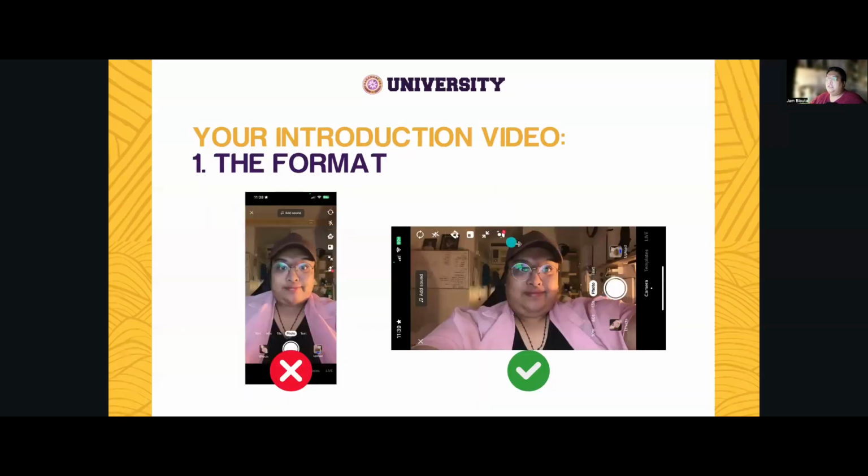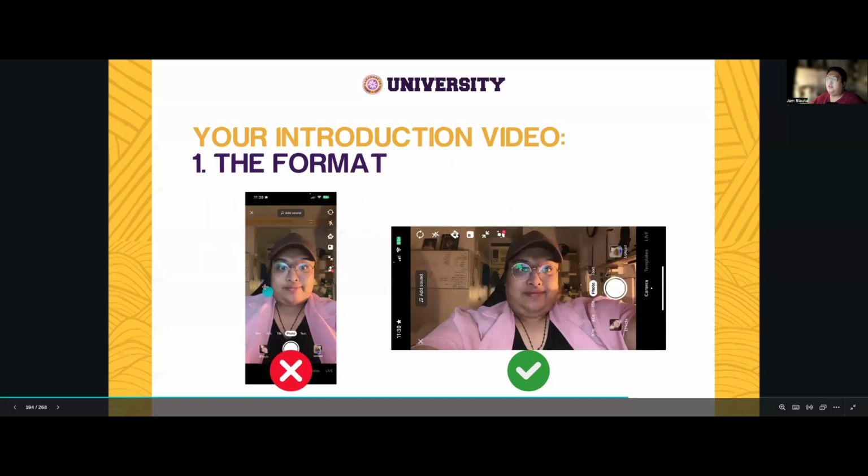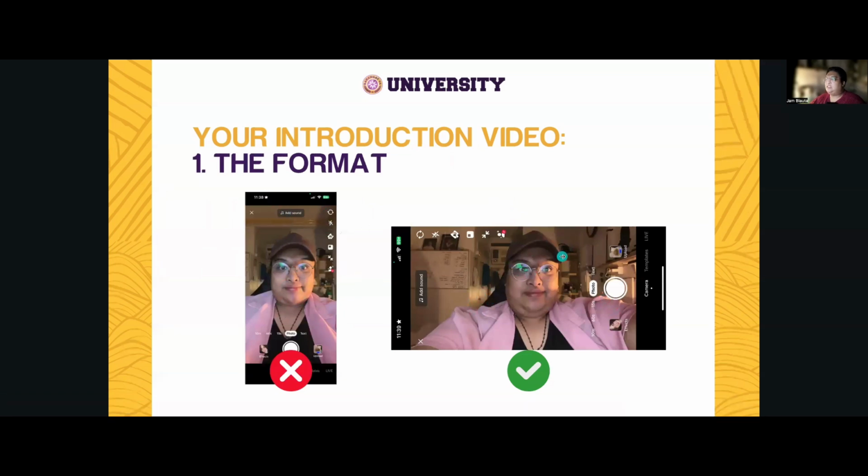First is the format. It should be landscape, not vertical or portrait. Again, this varies. These guidelines are only for VA agencies that don't have specific guidelines. Most of the agencies have their own guidelines, so you have to read and follow instructions. But if there are no guidelines, then this is a good format for you. Here are good tips for you. Landscape versus what?